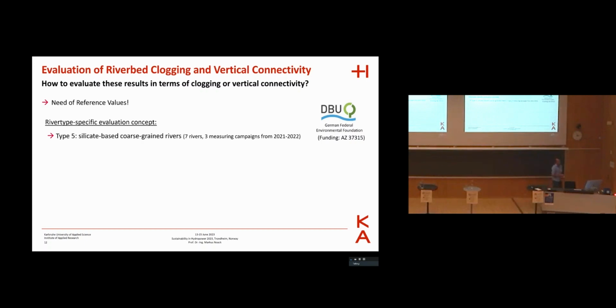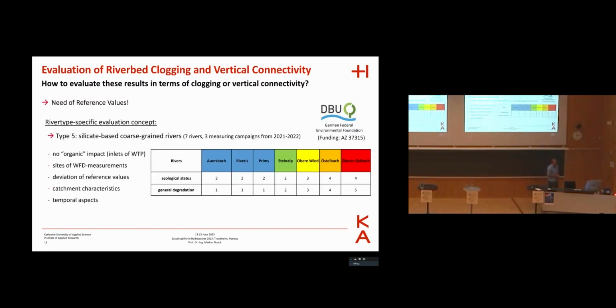This means we are only looking at silicate-based coarse-grained rivers. And based on certain selection criteria, we selected 7 rivers. We did 3 measuring campaigns where we applied our multi-parametric approach. These were all sites where we also had data from the Water Framework Directive. And the table just shows the ecological status of the 7 rivers, as well as the indicator general degradation. This is an indicator describing structural deficits or, let's say, the morphology.